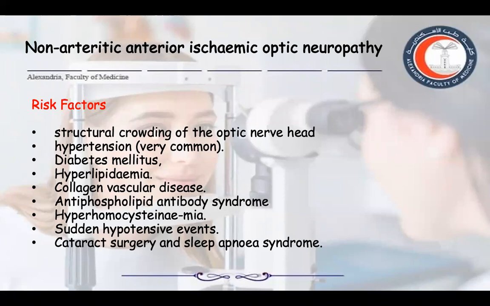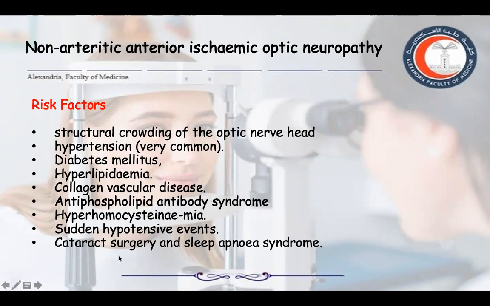Non-arteritic anterior ischemic optic neuropathy: we have a list of risk factors. Please memorize these risk factors, because when we attack these risk factors, we can control our disease. One of the risk factors is structural crowding of the optic nerve head, hypermetropic patients, hypertension, very common, diabetes, hyperlipidemia, collagen vascular disease, antiphospholipid antibody syndrome, hyperhomocysteinemia, and sudden hypotensive events. This is also a very important cause of posterior ischemic optic neuropathy.